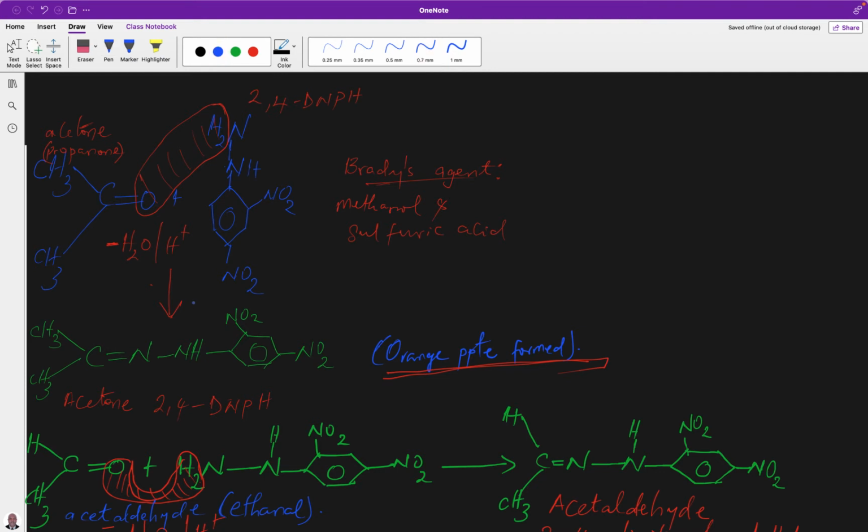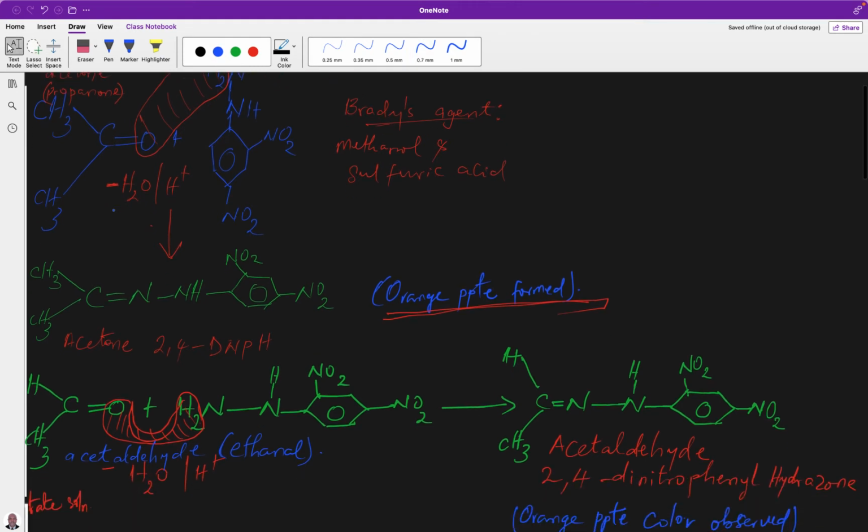The product that comes out from here will be acetone 2,4-dinitrophenylhydrazone. And the observation of this compound will be what? The color observed will be an orange precipitate. This orange precipitate signifies the presence of this bond we have been talking about, the carbonyl functional group, C double bond O.